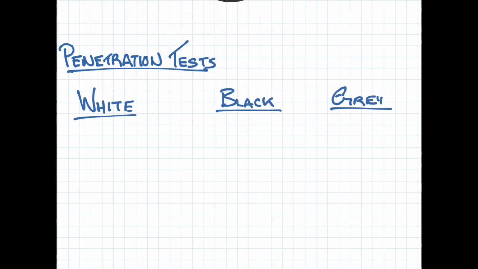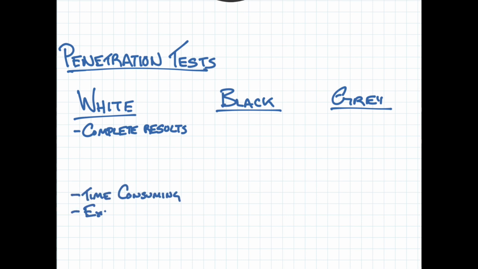Why would you want a white box penetration test? You will get the most complete results when the attacker has total knowledge. A white box penetration test could be time-consuming and expensive. Why is it time-consuming and expensive? Because this is giving us complete results. We want the adversary or the penetration tester not just to find one way in, but we're giving them total knowledge of the system. Let us know every way in.